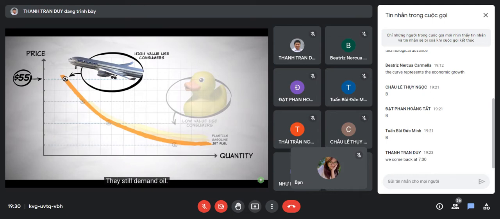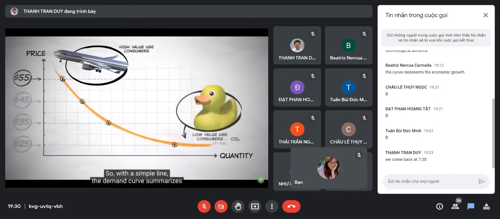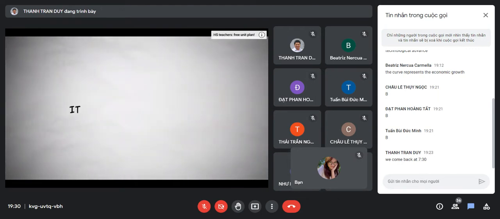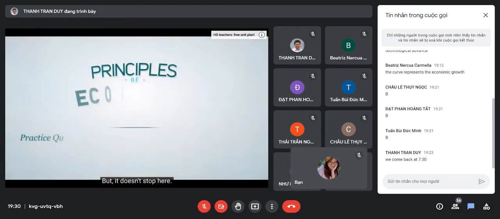They still demand oil. So, with a simple line, the demand curve summarizes all the many and diverse ways that people respond to a change in price. But it doesn't stop here.